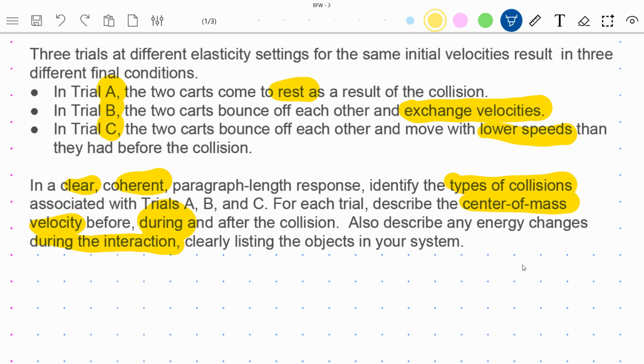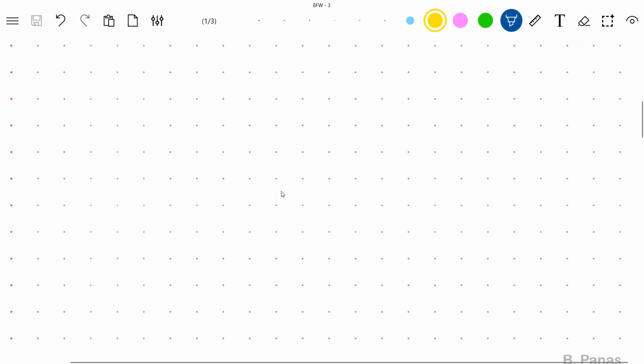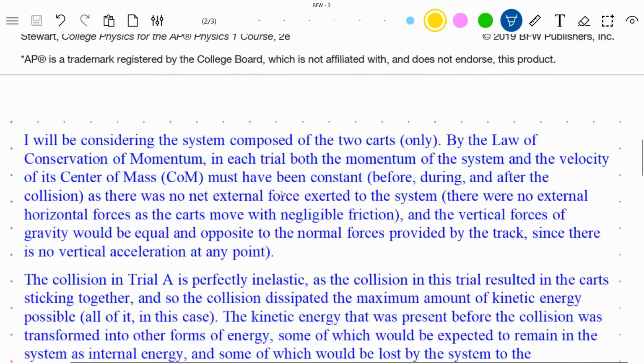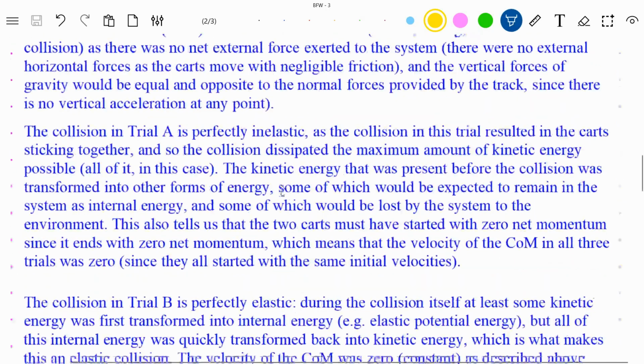I've already written up my solution. I'm just going to present it to you, go through it quickly, and then I'll go through the points to show you where I would have earned each one of those points. So here is what I would consider to be an example of a good response.